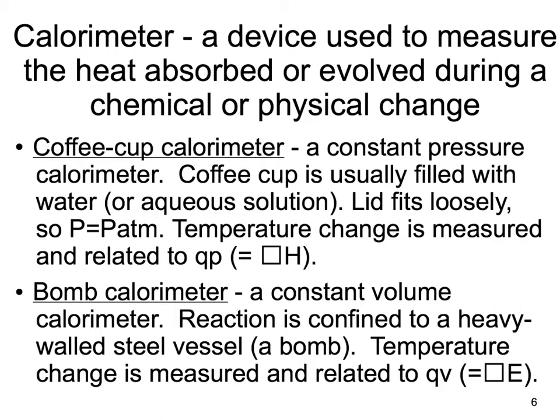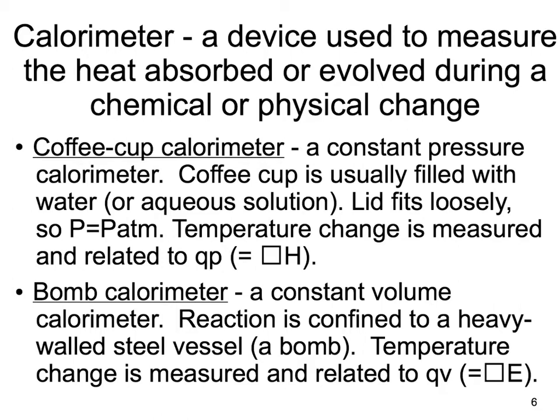Our enthalpy lab next week will be using a coffee cup calorimeter, and we will be finding Q at constant pressure, which is equal to delta H. So I know some of you were asking about the relationship between Q and H, and this is one of them. Q at constant pressure is equal to delta H.